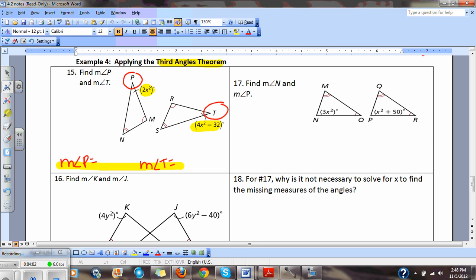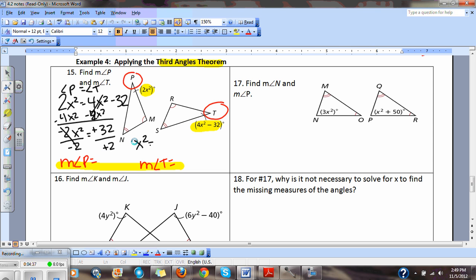So I'm going to say that 2x squared equals 4x squared minus 32 because angle P equals angle T. I have x squared on both sides, so I'm going to subtract this one. Now I have negative 32 on this side, and 2 minus 4, that's negative 2x squared on this side, equals negative 32. Then I'm going to divide both sides by negative 2 to get the x squared by itself. A negative divided by negative is positive, so now I have x squared equals 16.